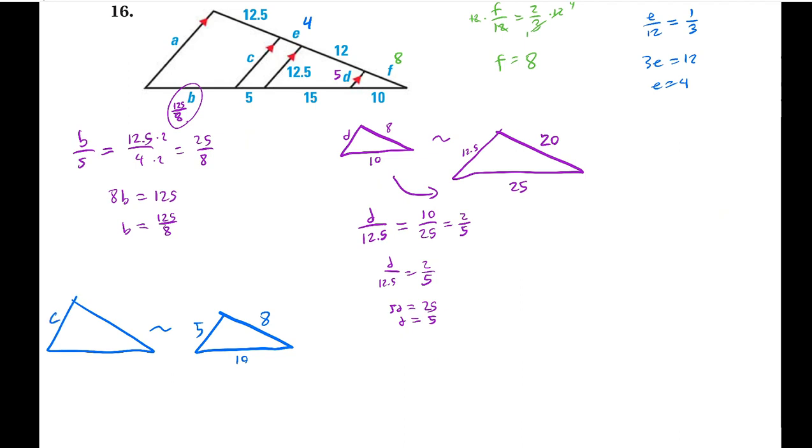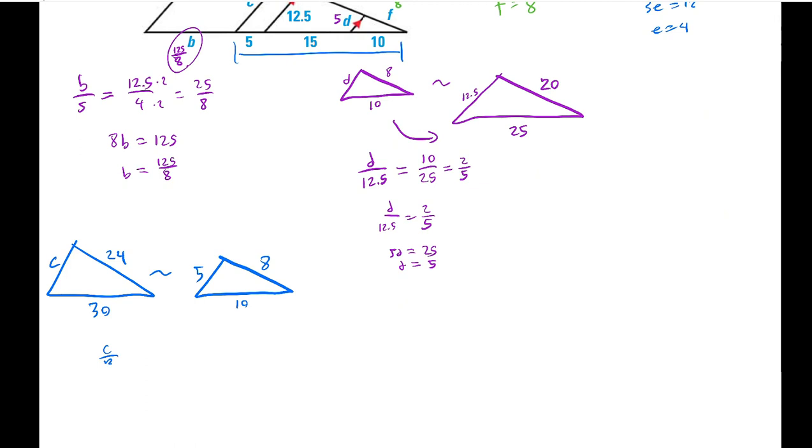So if this is c, then the entire length here is 10, 25, 30 down here. Oh, that's nice. We could just use that right there. But we'll do the top one too. And then this is 24.